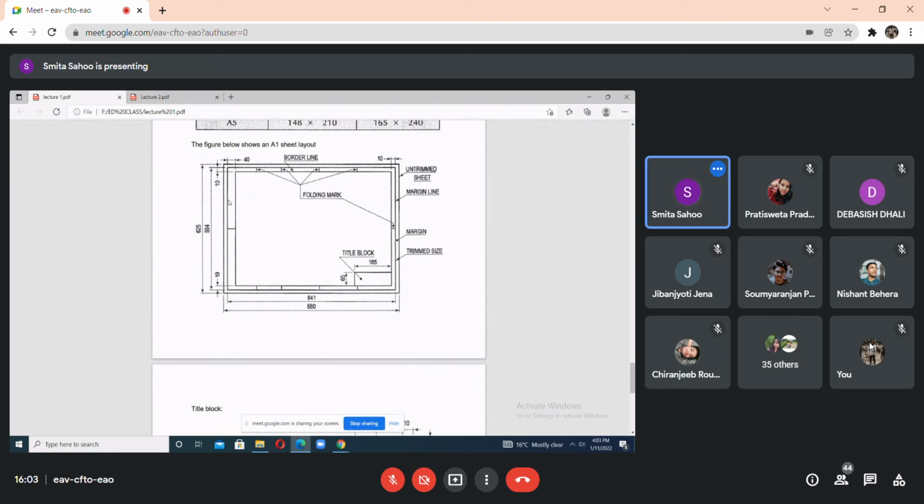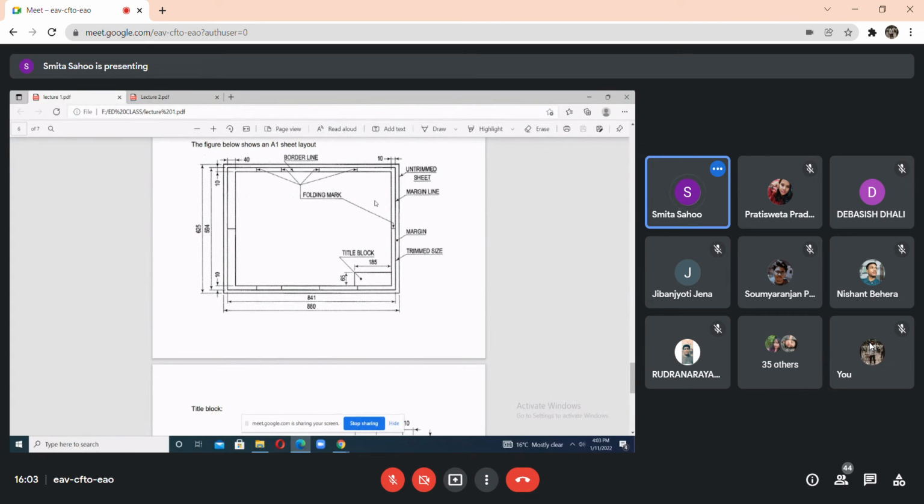Can you tell me the border width? What has been told in the class? Tell me the border width. Ma'am, left side 30 mm and the other three sides 20 mm. Yes. So the left side is always kept a bit more in width than the other three sides.